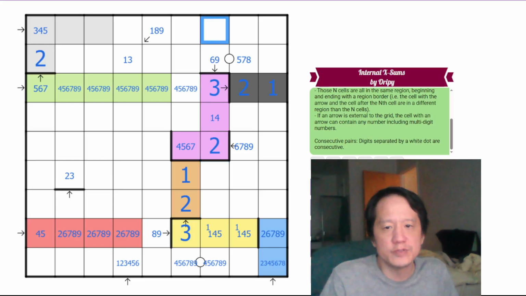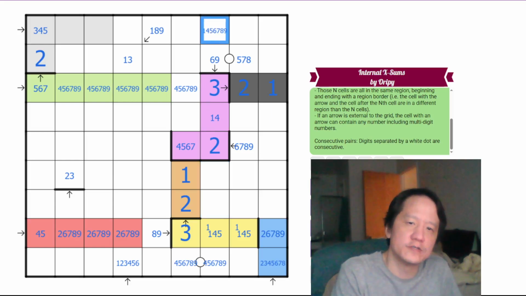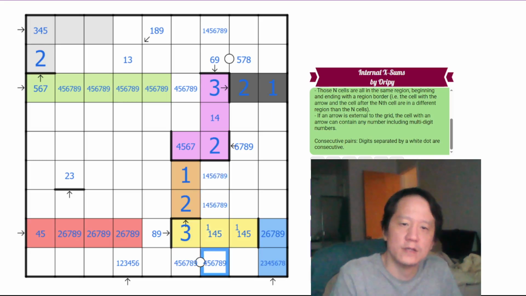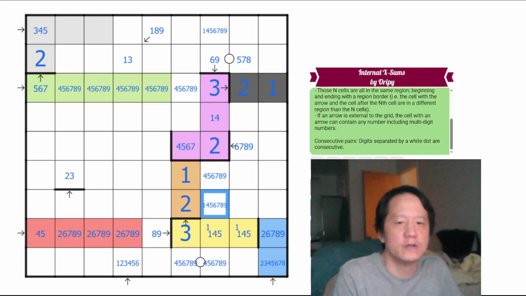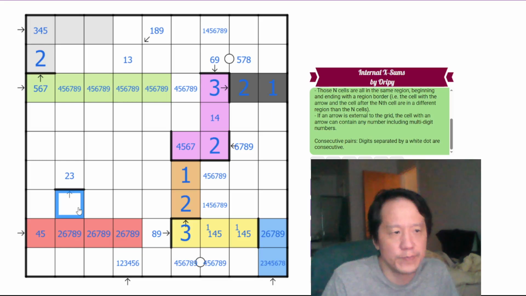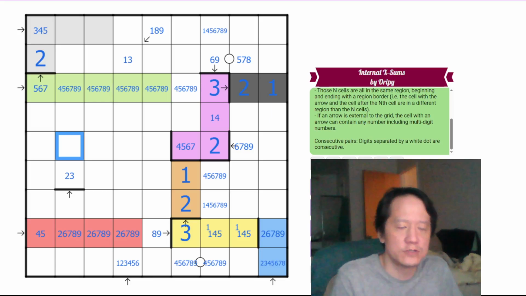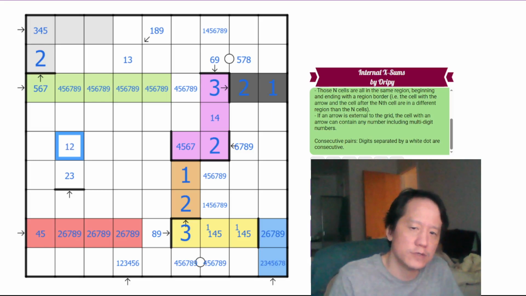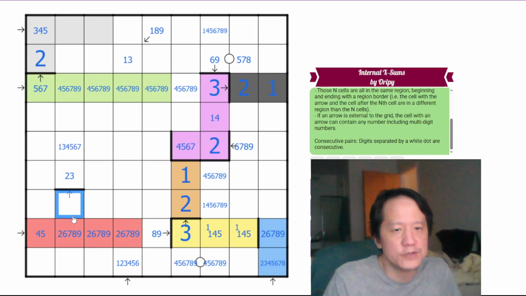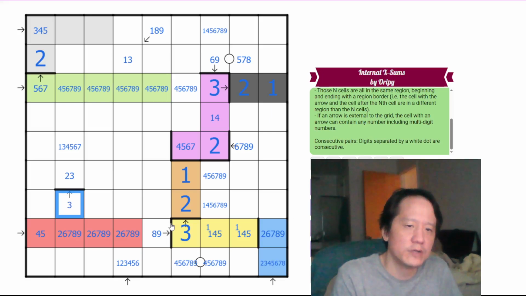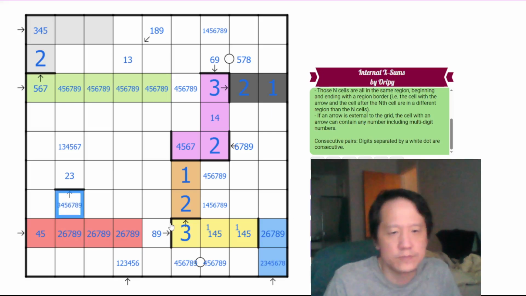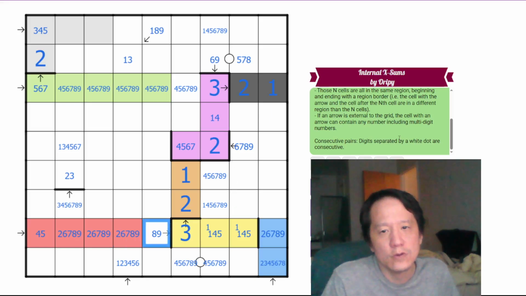What can be in column 7? It's 1, 4, 5, 6, 7, 8, 9. This can't be 1 because of the 1 in the column. This can be 7 at most. No 2. This has to be at least 3. Okay. What else do we have?